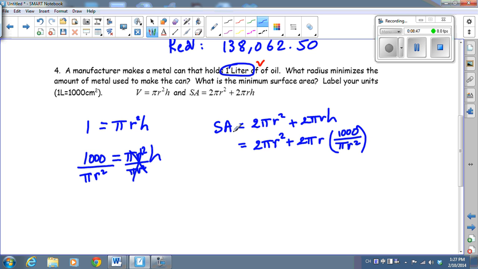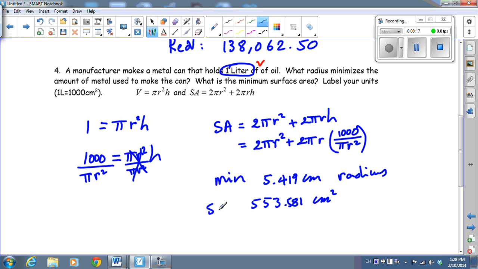From here, you just need to put this on your calculator, and you will find the minimum is at 5.419 centimeters, and that will be your radius. And the surface area would be 553.581 centimeters squared, and that's your surface area.